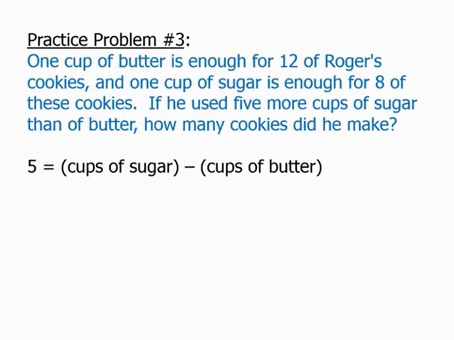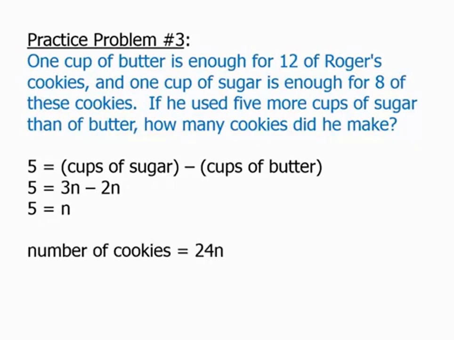Well, now we have algebraic expressions for both of those quantities. So it's going to equal 3n minus 2n. Well, then this becomes very simple. 3n minus 2n is just n. Now we have the value of n. We plug that into the expression for the number of cookies. 24 times 5, of course we can use doubling and halving. That becomes 12 times 10, which is 120, and that's the answer. He made 120 cookies.